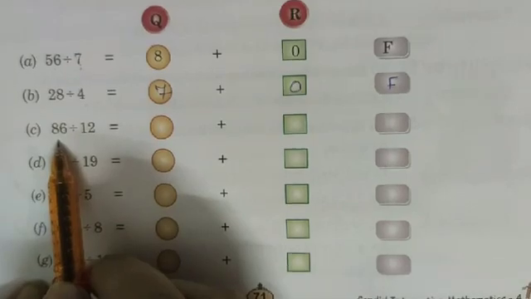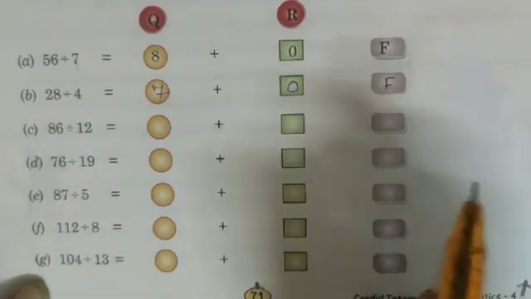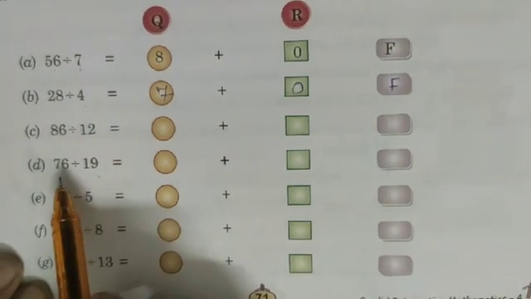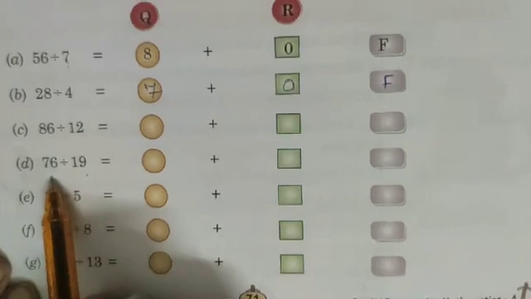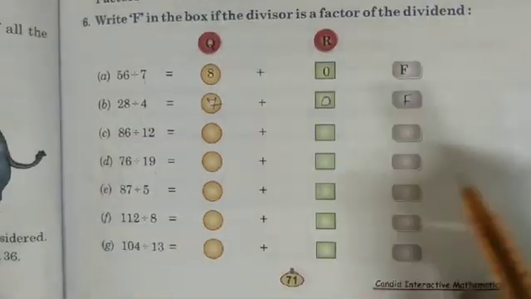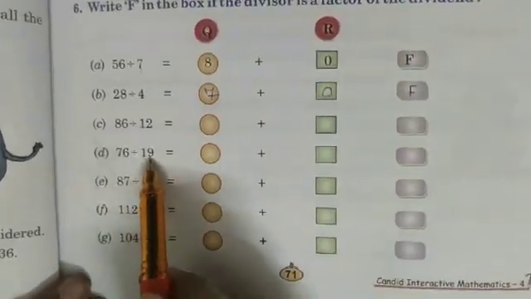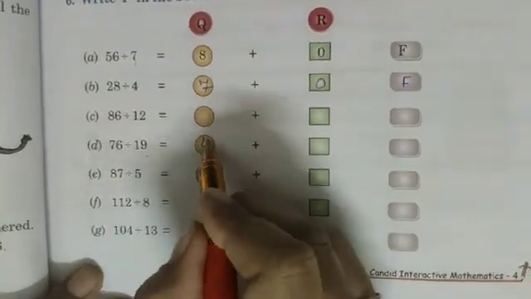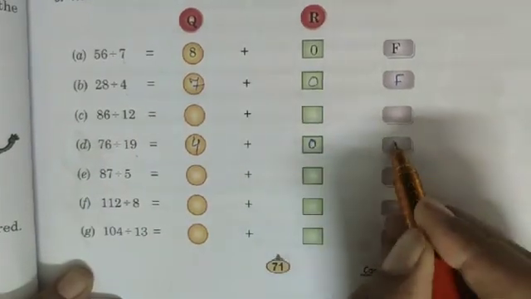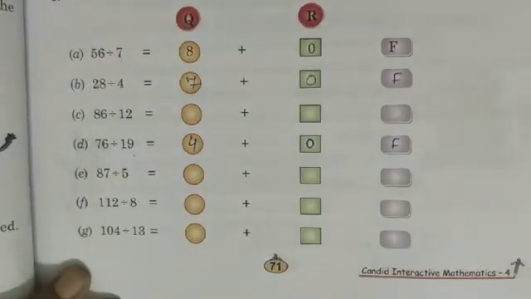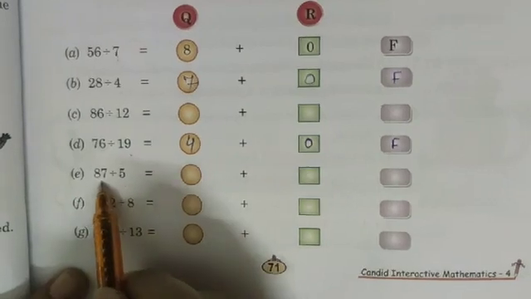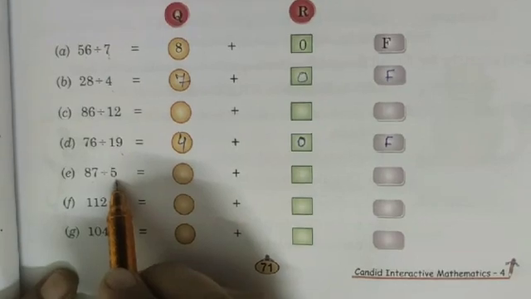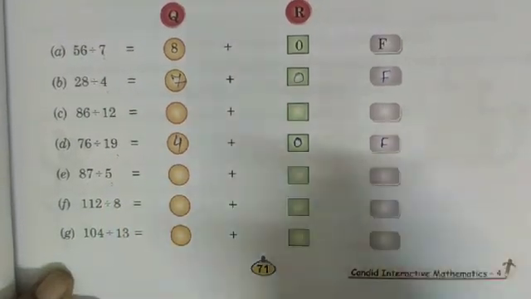Okay, so we will not write anything. In the table of 19, does 76 come or not? Just see the table. In the table of 19, 19 4s are 76. There is no remainder left. So F. Okay. Now here in the table of 5, 87 is not divisible by 5. Always we get a remainder. So we will not write anything.